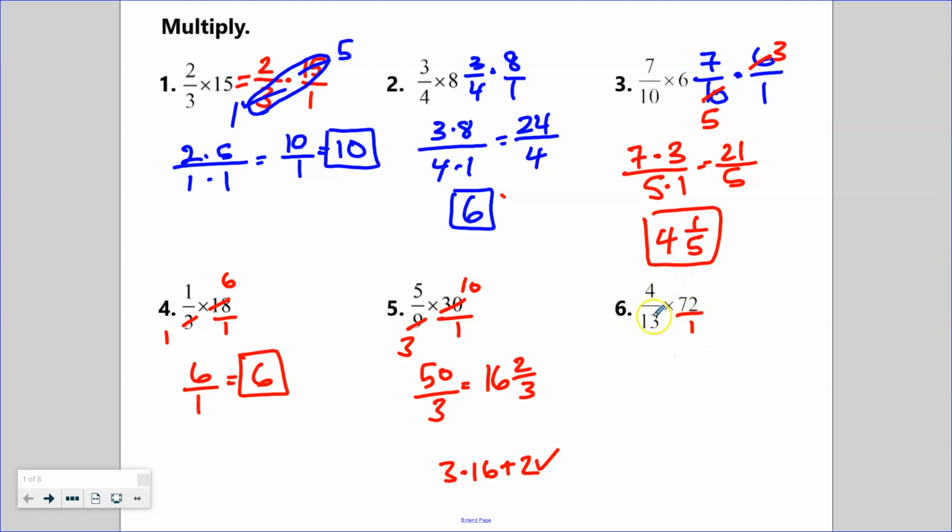4 times over 13. Now, if you're like me and you don't know your 13s, right, you would say, okay, well, 72 divided by 13 on a calculator does not come out even. So I'm just going to have to multiply this out.